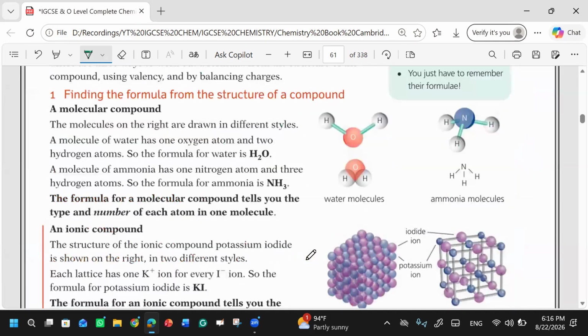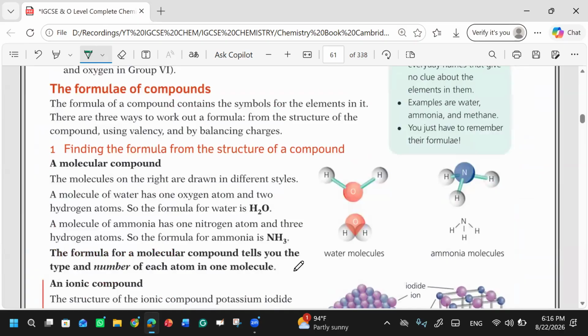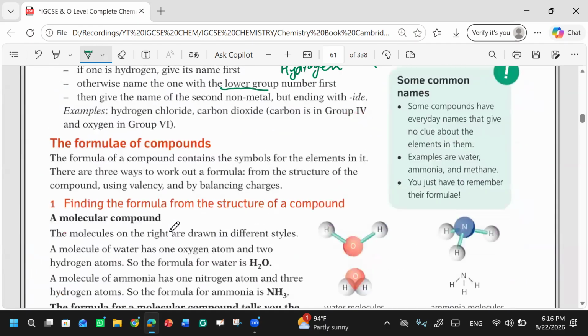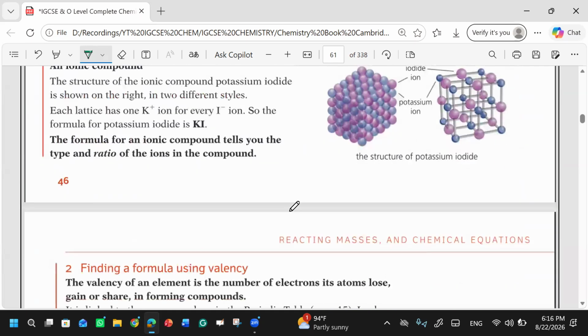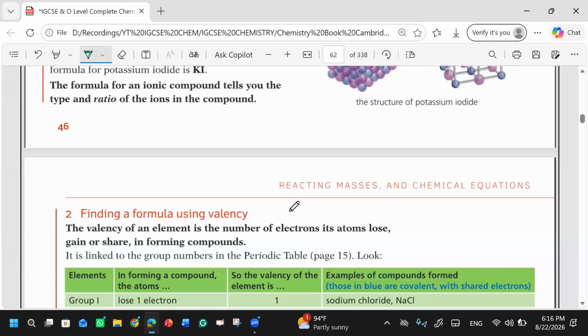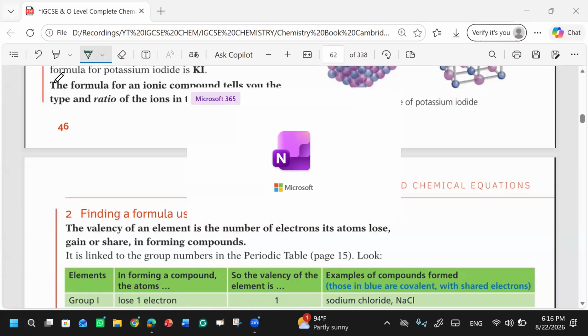Now they have mentioned the formulas of the compounds. We have done this in covalent bonding, if you remember how these species are combined. The molecular compound: can you tell me how water will make bonds? If I say you have water, draw its structure, what will you do?